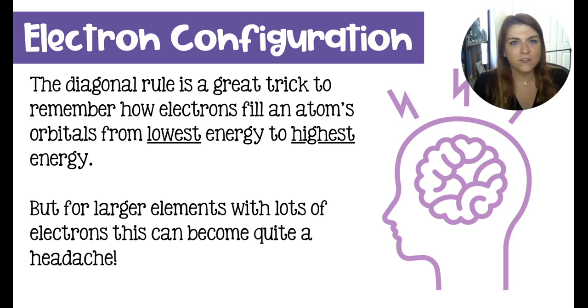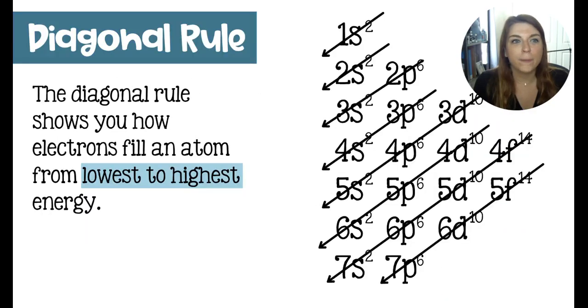Remember, they don't necessarily fill in numerical order, but when we have really big elements, the electron configuration becomes such a pain in the neck. So our diagonal rule, remember, looks like this. We start up high at 1s2, cross through that, and then move to 2s2, 2p6, 3s2, 3p6, 4s2, 3d10. See what happens there. We do 4 before 3.